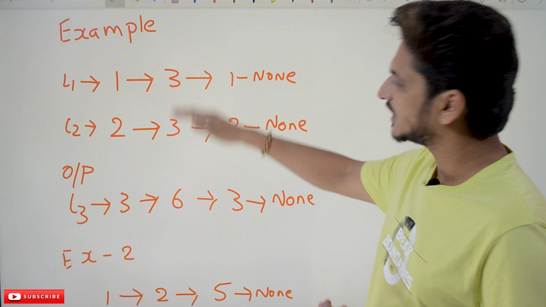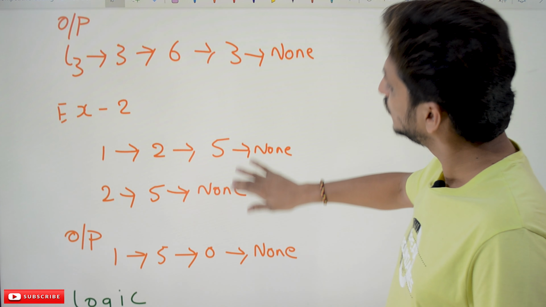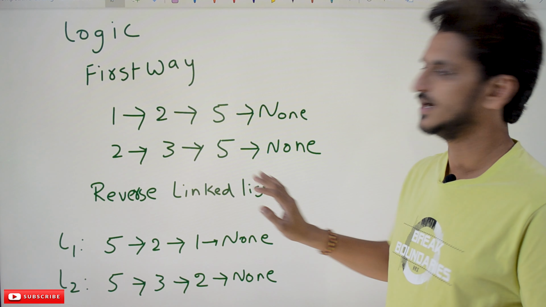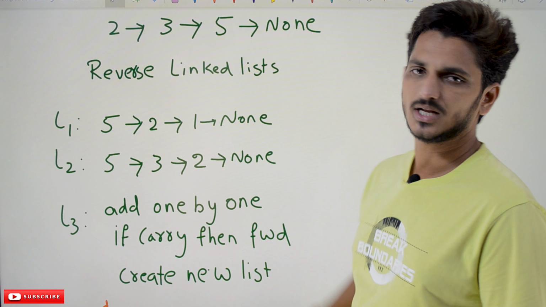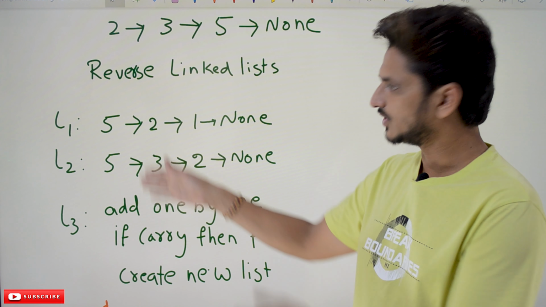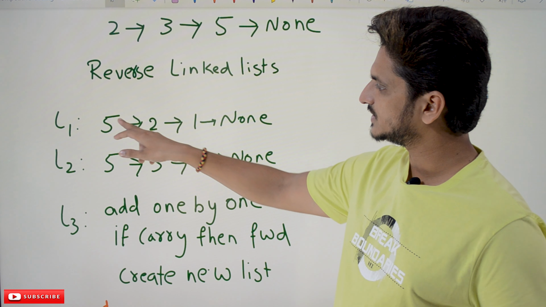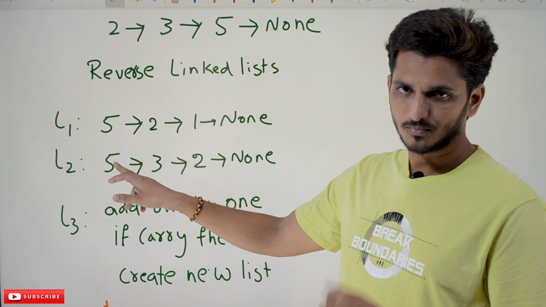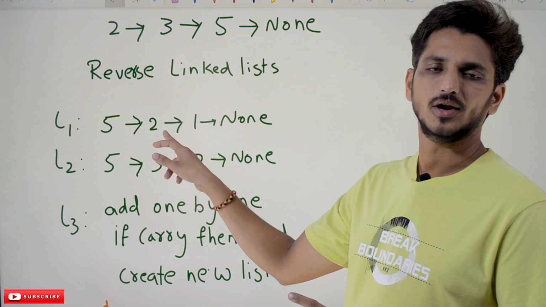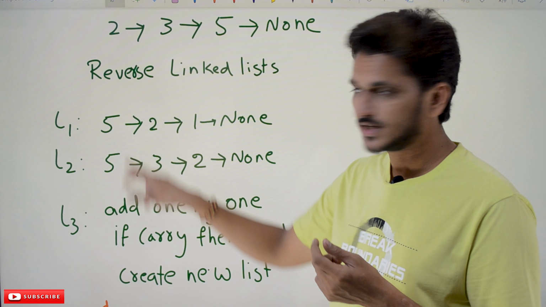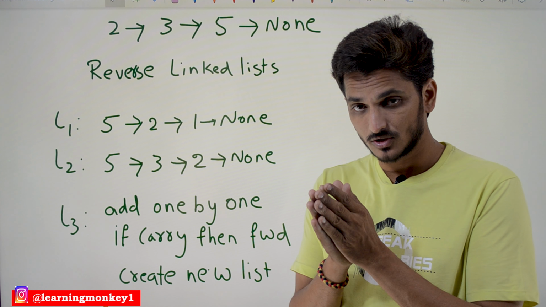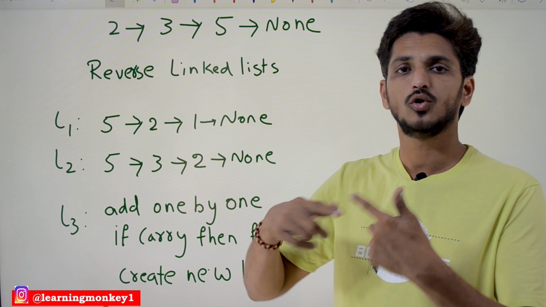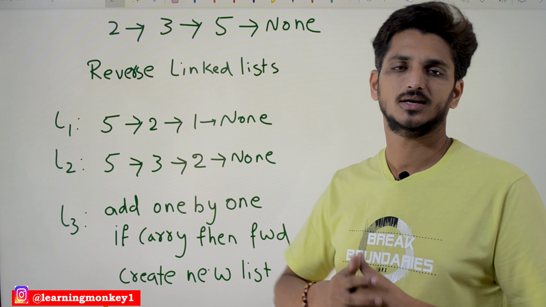If this is the case, we are going to solve this in two ways. The first way: take 125 and 235. Reverse the linked lists, so they become 521 and 532. Now move along the linked lists step by step and keep adding. 5 plus 5 is 10. From that you take out the 0 and the 1. The 1 should be forwarded to the next node and the 0 should be placed in a new node to make a new list. That is what you have to do.